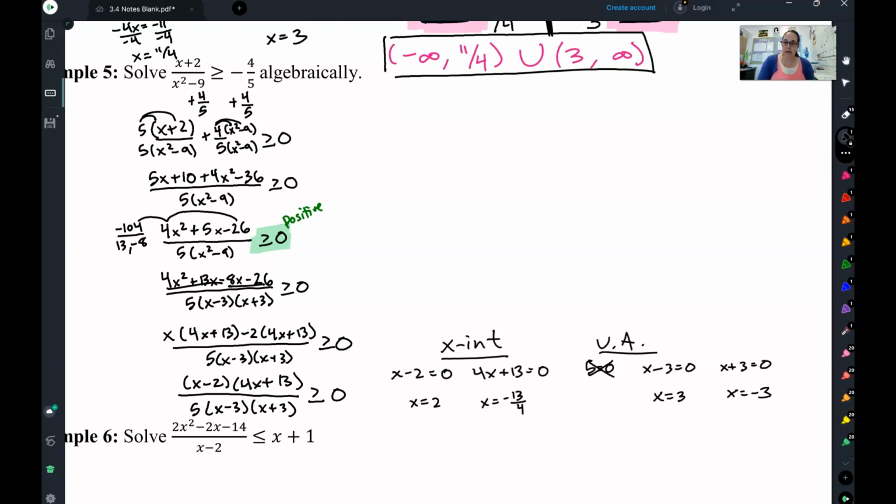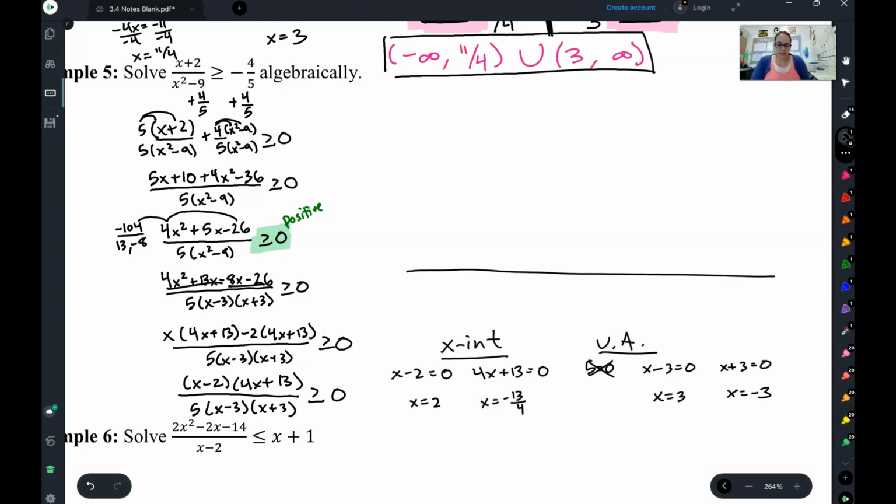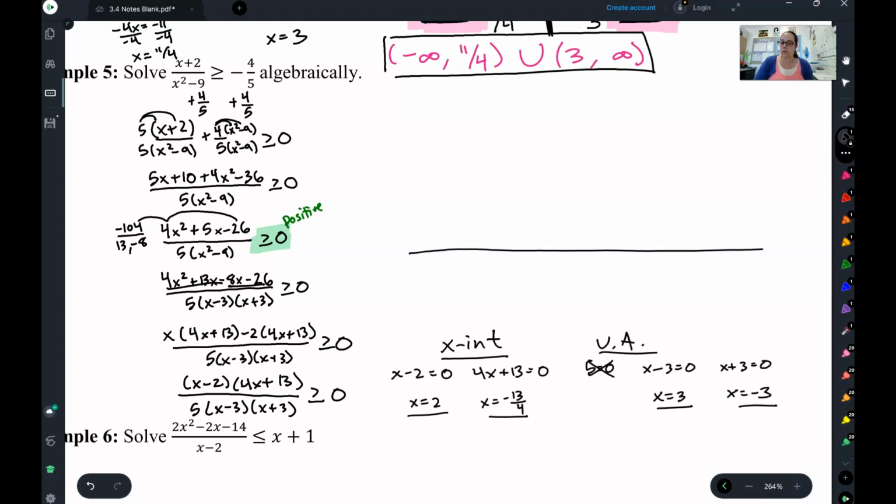So now that I have my x-intercepts and my vertical asymptotes, I can move on to step 5, which is my sign array. So I'm going to make my sign array. I'm going to put these 4 things on it in numerical order. Negative 13/4 is the least. Then I have negative 3, then 2, then 3. Wow, this is going to be a big sign array.